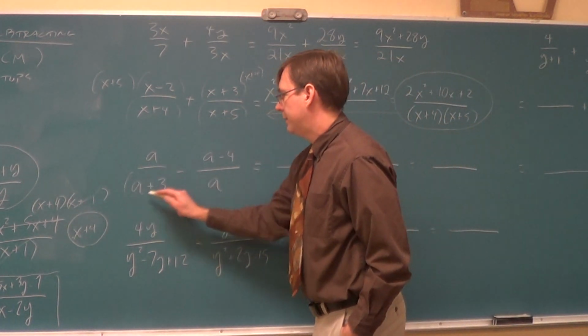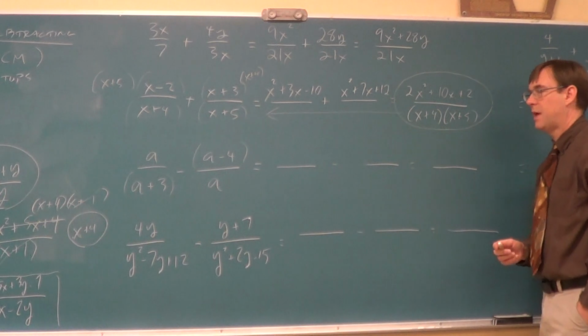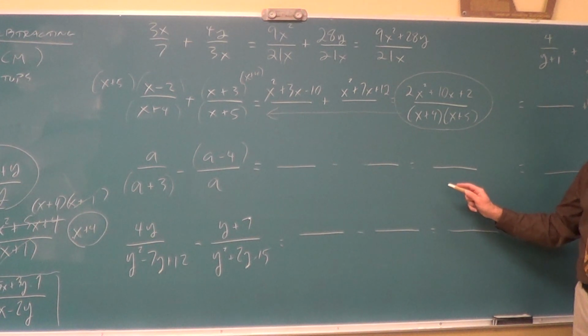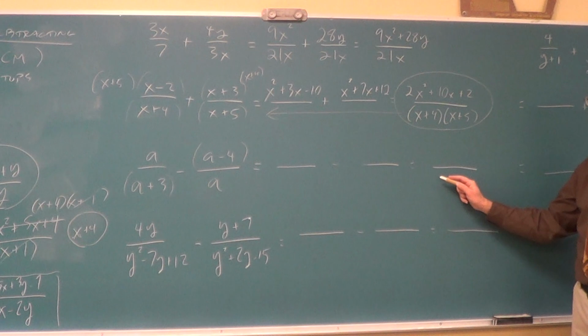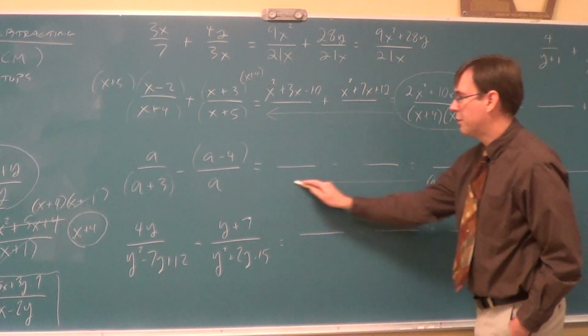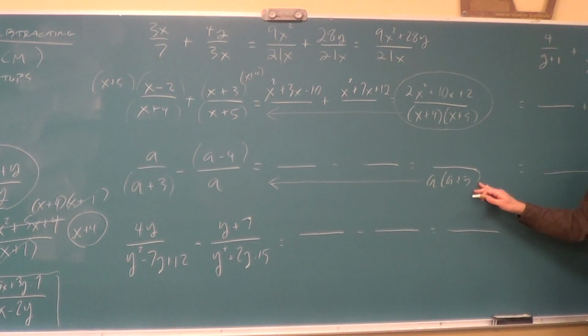For this one, again, I think putting parentheses around stuff sometimes clarifies for people what's going on. It isn't necessary, but it doesn't hurt anything. What would be our common denominator on this? A, and then an (A + 3) in parentheses. That's going to be all throughout this whole process. Common denominator, just take both items.